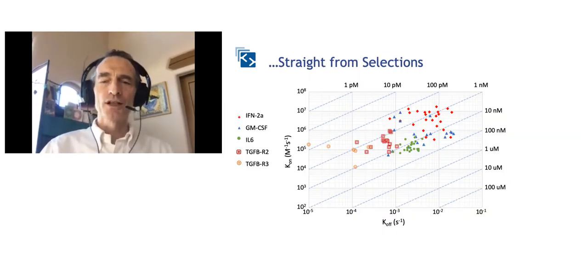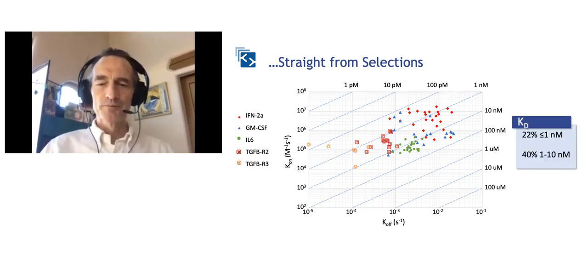And if we plot a bunch of different selections that we've carried out on an isoaffinity plot, then what you can see is that 20% of the antibodies we're pulling out, doing relatively standard selections in our hands, are less than 1 nanomolar, and 40% are between 1 and 10 nanomolar. So these libraries are performing really rather well, and in fact, I have to admit, much better than we thought.